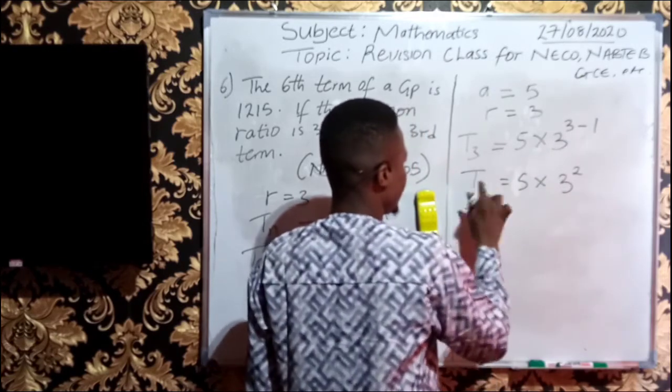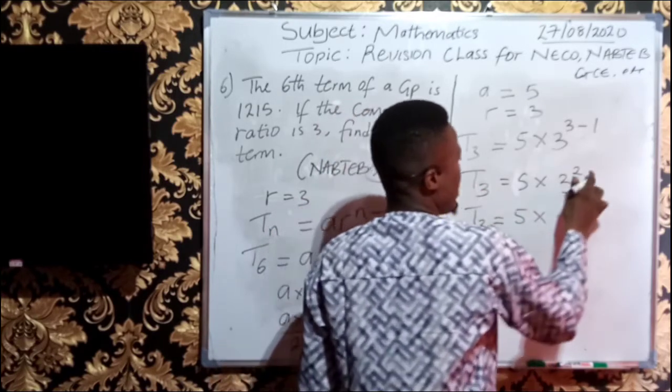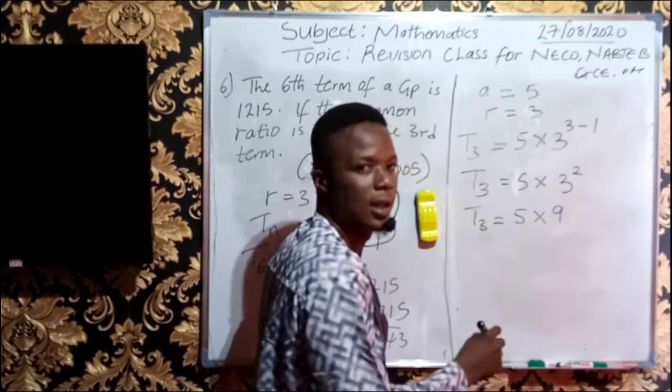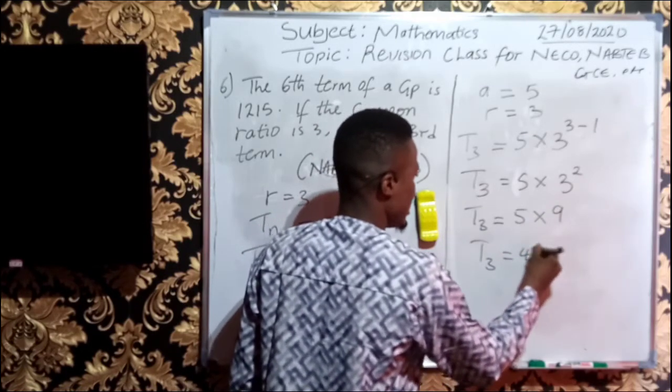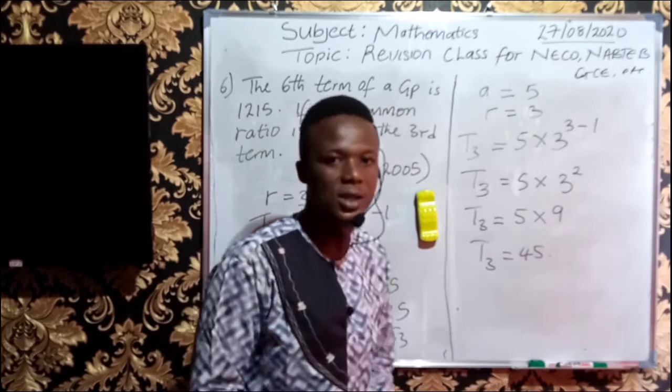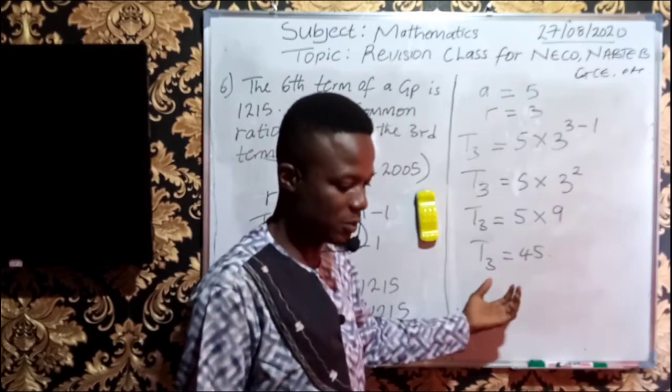So T3 will give me 5 times 3 power of 2, which is 9. And finally, 5 times 9 will give us 45. So you can see that the answer is just 45.